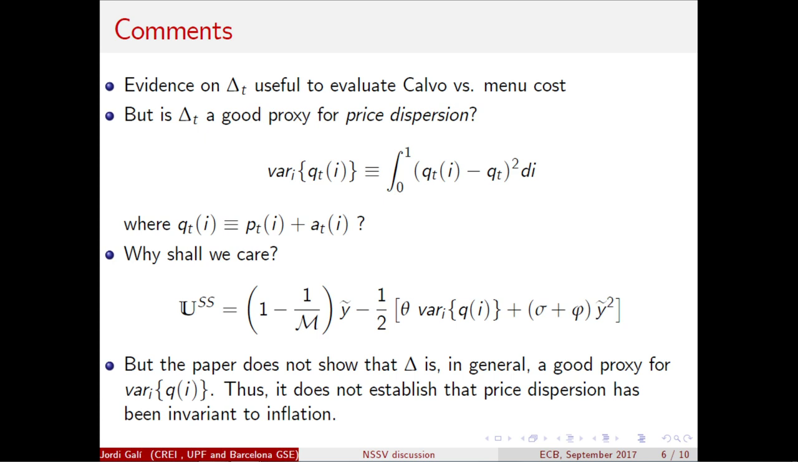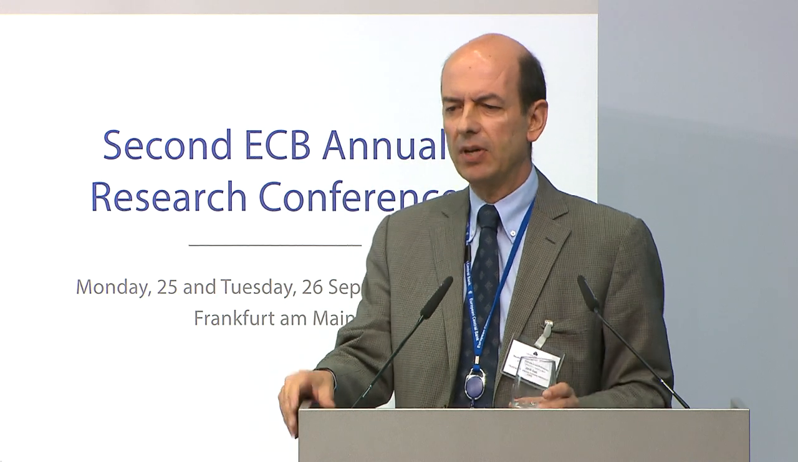But remember what the original motivation was for proposing this measure, this delta: it was to come up with a measure of price dispersion. Now, what is price dispersion? Here I have a definition. It's the cross-sectional variance of q_i, which is the one they also use in the paper, where q_i is the gap between the price and marginal cost. In terms of their simple model, it would be given by the sum of the price and the productivity, which is idiosyncratic in their model.